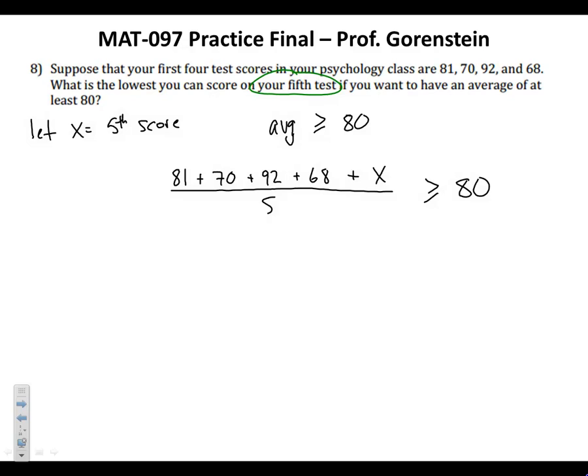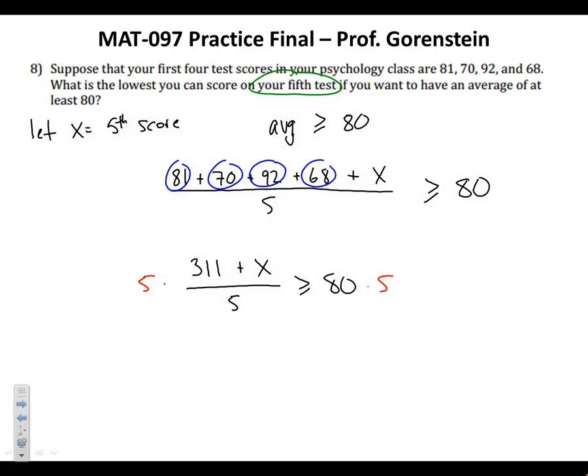So the first thing we could do is we have 4 like terms that we could combine. So the first 4 numbers that we know, these guys add up to 311. So when we combine our like terms on the left, we have 311 plus x. So the first 4 scores combined to 311. Divide by 5 should be greater than or equal to 80. Now we can start solving for x. We want x by itself. We could get rid of the divide by 5 by multiplying both sides by 5.